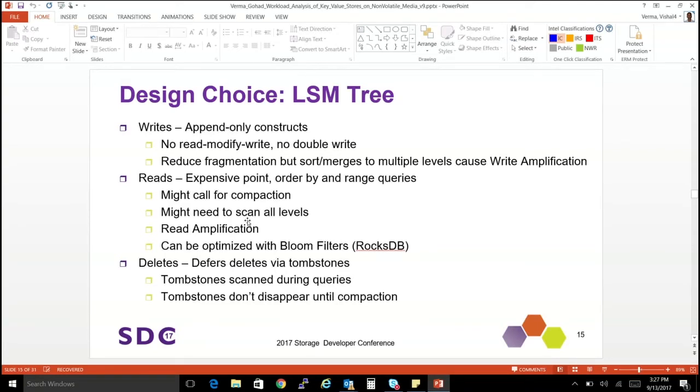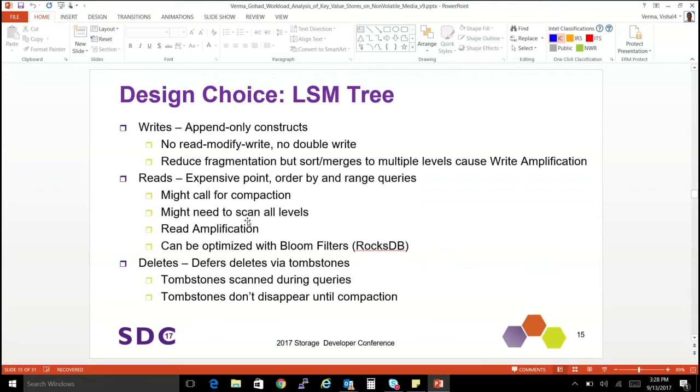The design choice of the LSM tree is that these are append-only constructs. There is no read-modify-write mechanism. It reduces fragmentation because there is nothing like page-aligned I/O, as in the case of a B-tree, where if your data size is less than the page size you have waste. In the LSM case, there is no fragmentation because you are not doing any page-aligned IOs here.